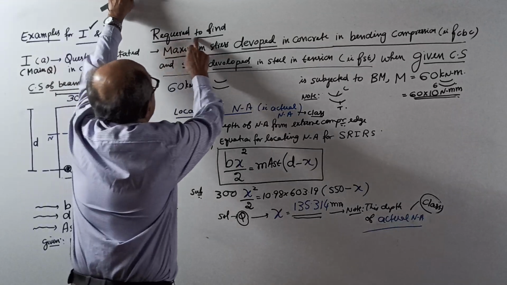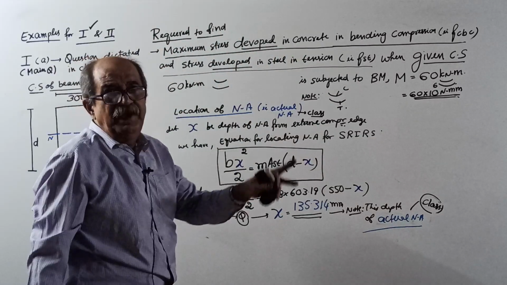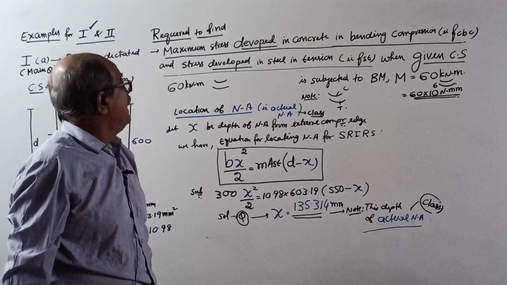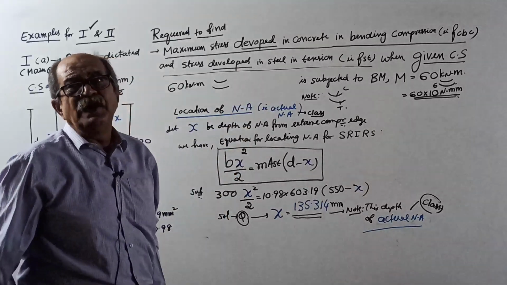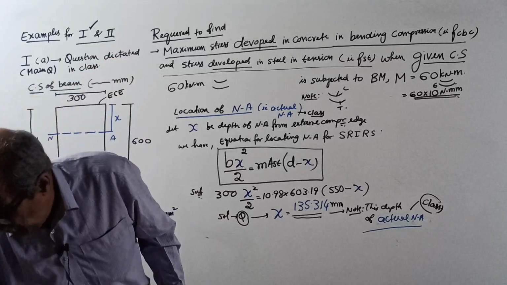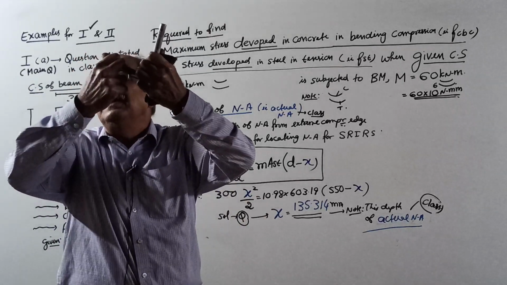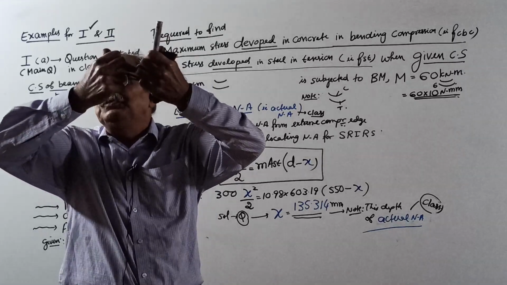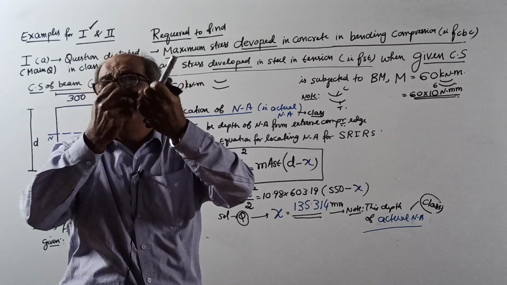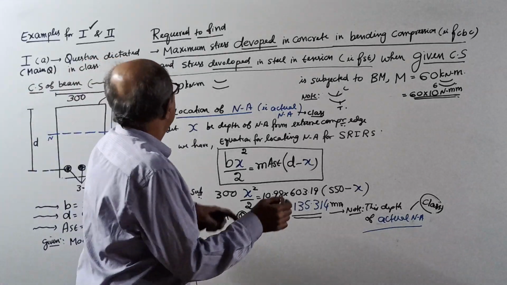I told, required to find maximum stress developed in concrete, FCBC, compressive stress, and correspondingly at that time, how much stress will come in tension steel, FST. That is all for when the cross section is subjected to bending moment of 60. If you increase the BM, stress will increase. If you decrease, stress will decrease. That all we will learn later. Right now 60. Okay, start.